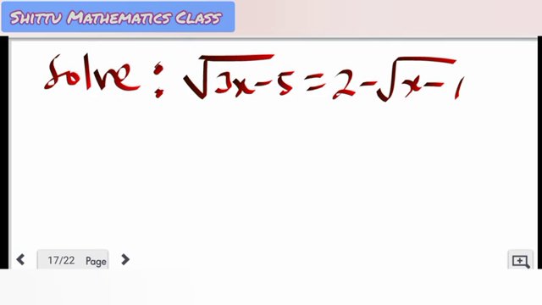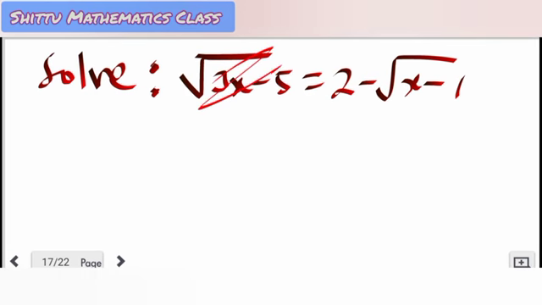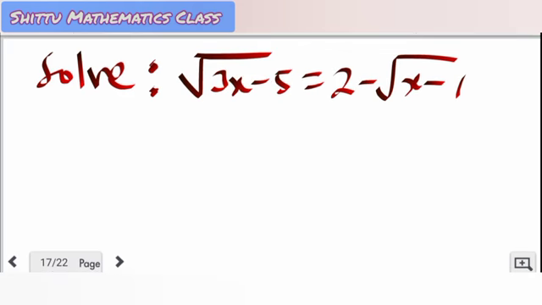Now, what are we going to do? We can see that one of the radicals has been isolated. That is the one we have at the left hand side here. You can see that it has been isolated, so that is very good. Had it been an equation where none of them has been isolated, we would need to make one isolated and carry the other.